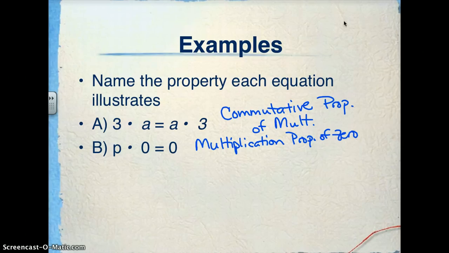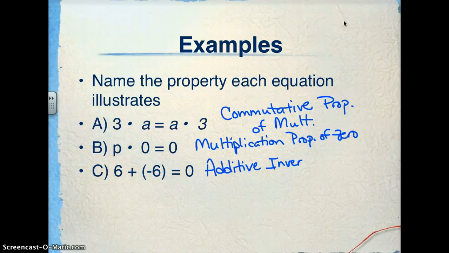All right, and then the next one, C: 6 plus -6 equals 0. So this looks like it's saying a number plus its opposite equals 0. That one's called the additive inverse property. Or I think I gave you the technical name before, which might be the inverse property of addition. Inverse property. So if you want to write that instead, inverse property of addition, that's okay. I was shortcutting it a little bit.